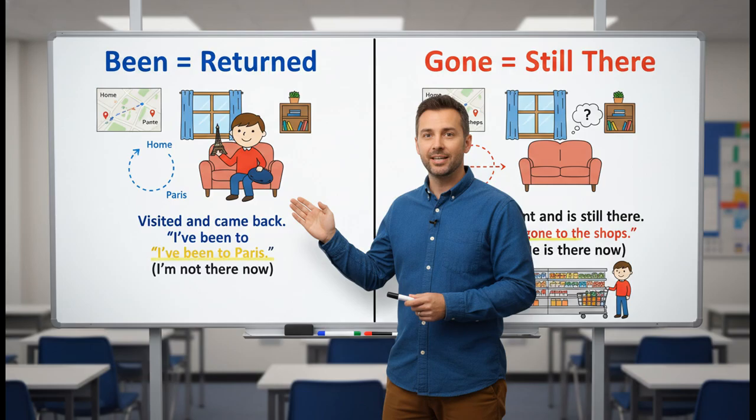"Been" means you went somewhere and you came back. So if I say, "I've been to Paris," it means I'm not in Paris anymore. But "gone" means the person went somewhere and they're still there. "He's gone to the shops" means he's not here. He's at the shops right now. It's a small difference, but a really powerful one.